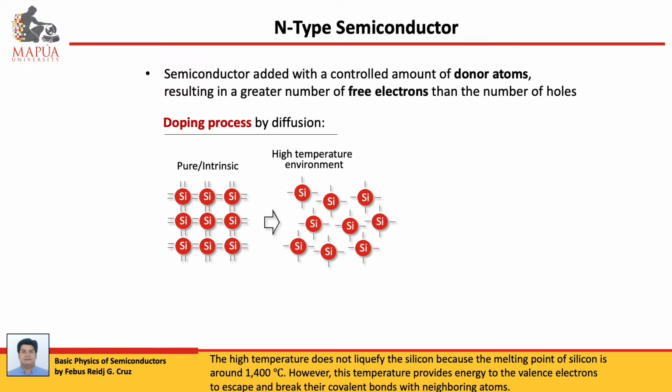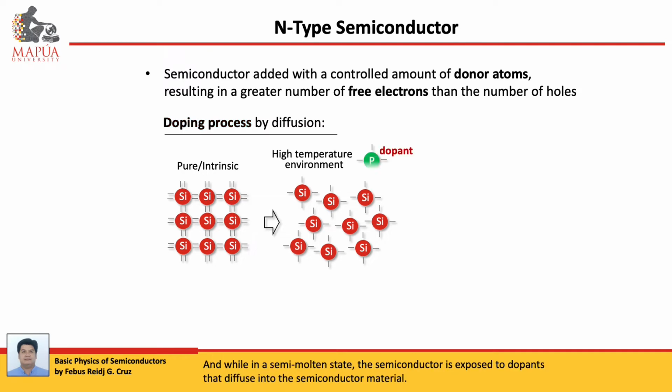The high temperature does not liquefy the silicon because the melting point of silicon is around 1400 degrees Celsius. However, this temperature provides energy to the valence electrons to escape and break their covalent bonds with neighboring atoms. And while in a semi-molten state, the semiconductor is exposed to dopants that diffuse into the semiconductor material.